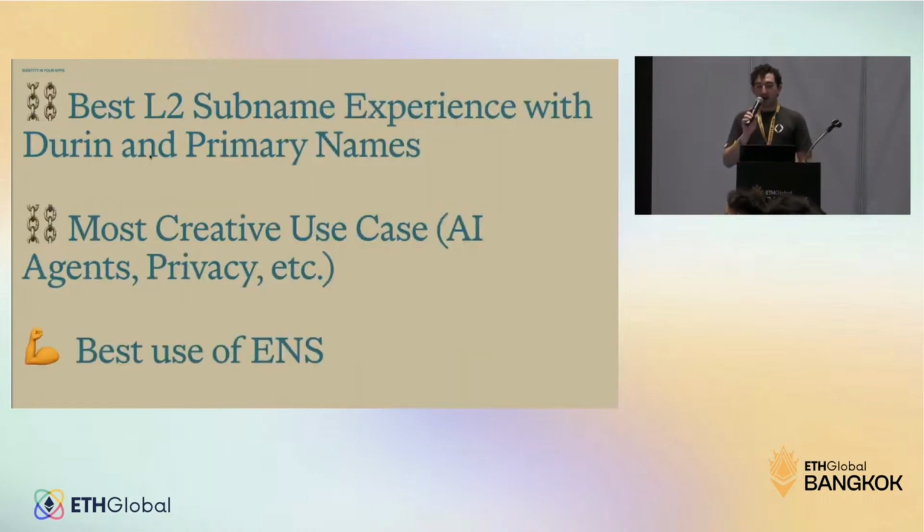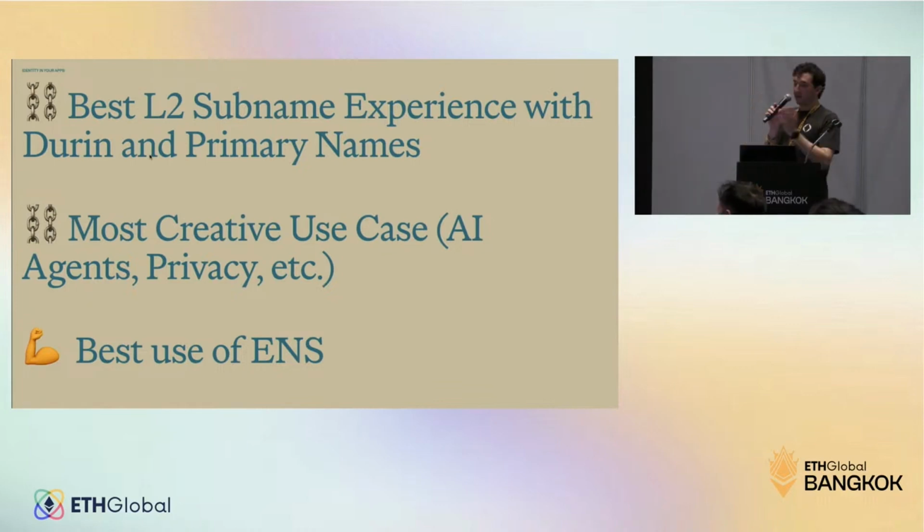Cool. And then these are our prizes. So based on everything that I just explained, the two things that we're looking for the most are best L2 subname experience that is built with Durin and uses L2 primary names. This could be naming smart contracts. This could be onboarding a new user through some consumer application, and setting their primary name right away. And kind of anything else that you might come up with. We think this will be the most popular way to implement ENS going forward. And so this hackathon is really the first place that we're going to see people use it. So very excited about that.